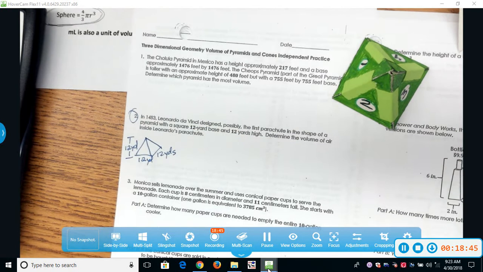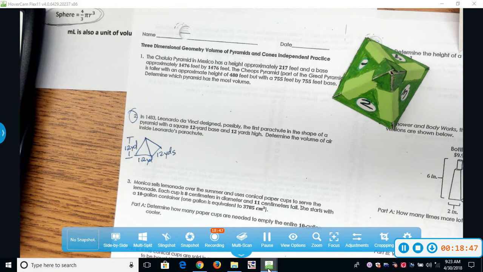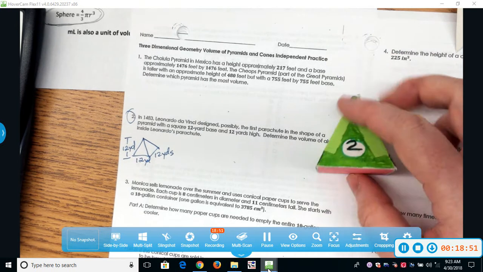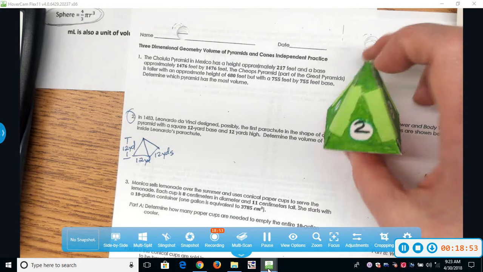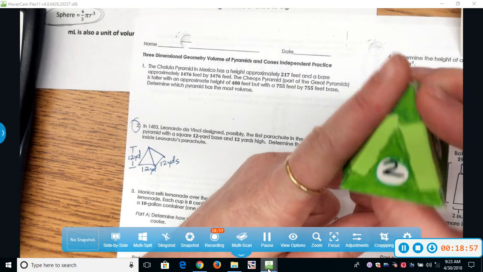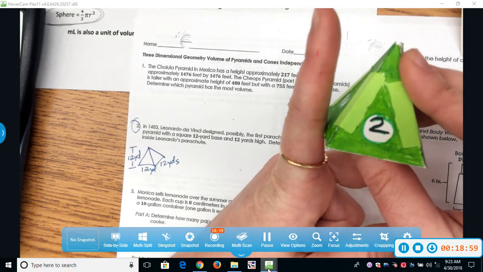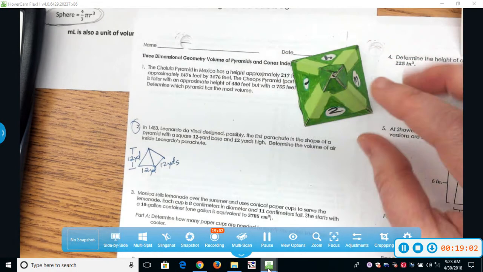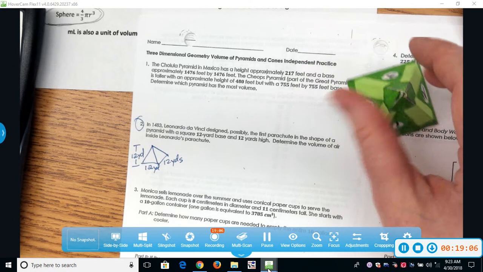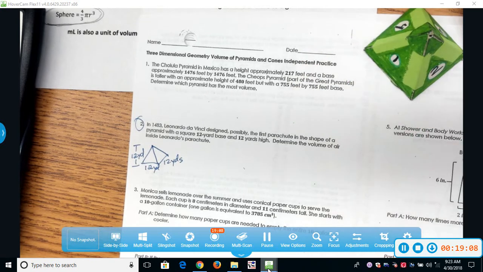Okay, what they mean by height, and this is important as you shall see, the height when you're doing volume is the height of the actual figure. Okay? Not this slanty height. It's not that height, it's the actual height from top to bottom. Okay, make sure you make that distinction, otherwise you're going to get this problem wrong.